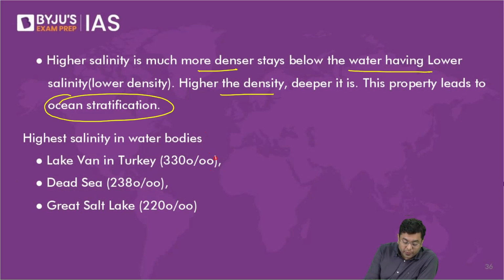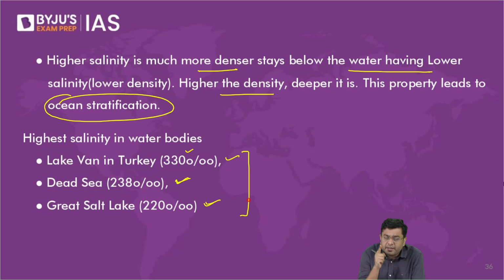Now, when we talk about the most saline waters in the world, you have Lake Van in Turkey, then you have the Dead Sea, then you have the Great Salt Lake. Lake Van has salinity levels of almost 330 parts per thousand. That means in 1 kg of water, you have 330 grams of salt. In the Dead Sea, in 1 kg, you have 238 grams. In the Great Salt Lake, in 1 kg, you have 220 grams. So these are very saline.